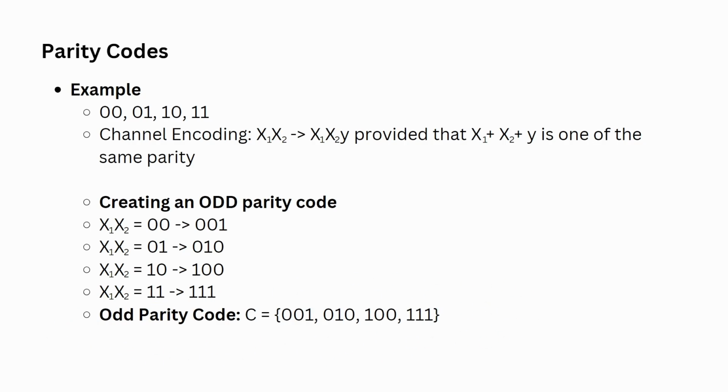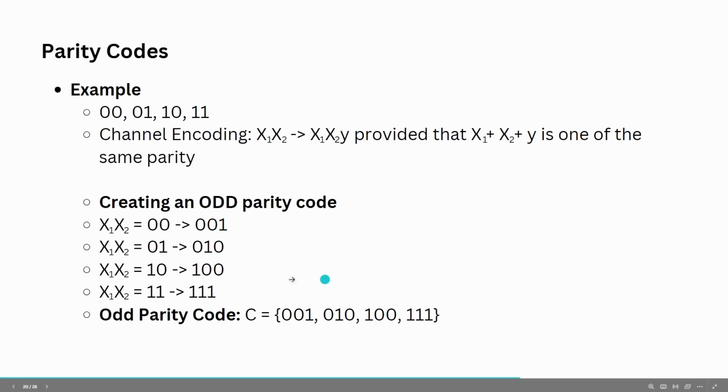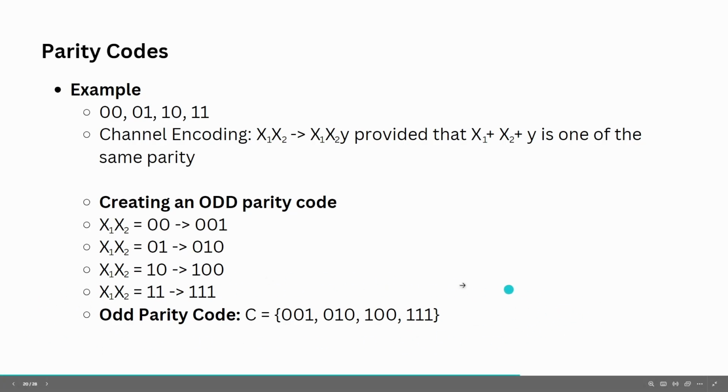If we are trying to create an odd parity code, it is essentially the same process. However, instead of finding an even number, we are trying to find an odd number. So in here, if we add all of these, it will be an odd number. So 0 plus 0 plus 1 equals 1, which is an odd number. In here, we have 1 plus 1 plus 1, which is 3, which is an odd number. Do all of them, and we will now have our odd parity code.